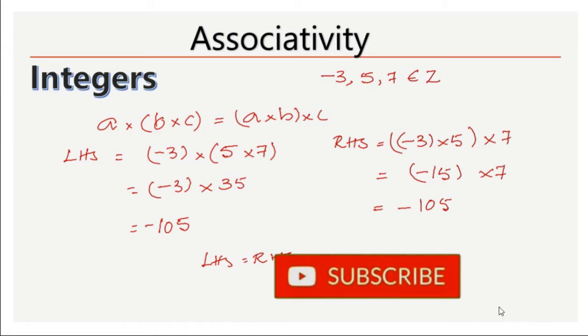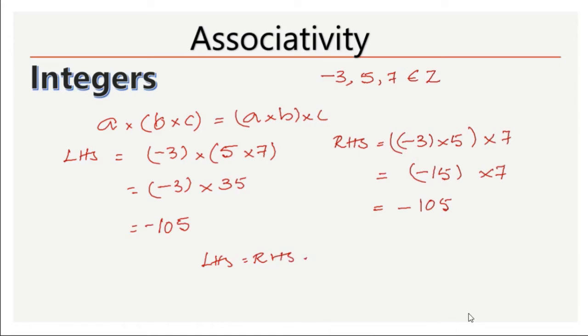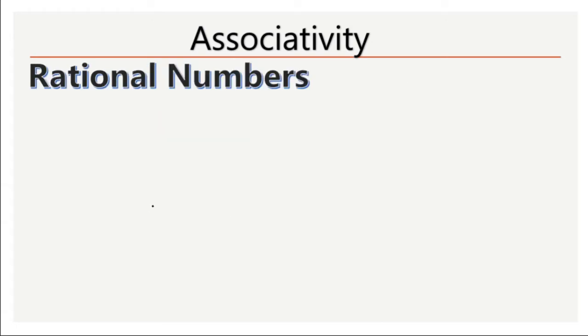Hello students, let us continue the session on rational numbers. In the previous session we have learned associativity in the set of integers. We shall continue with the set of rational numbers. Let me consider three different rational numbers, say 1, 2 by 3 and 4 by 5. These three belong to the set of rational numbers.